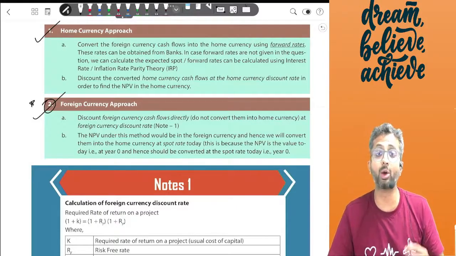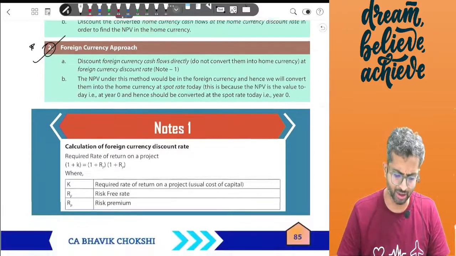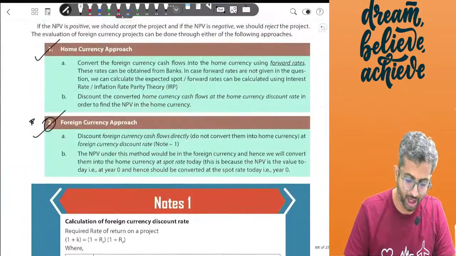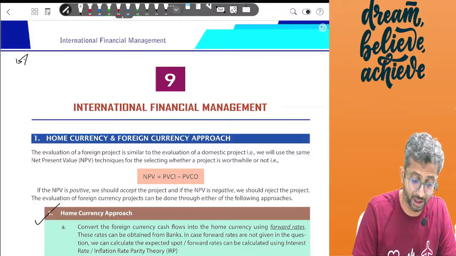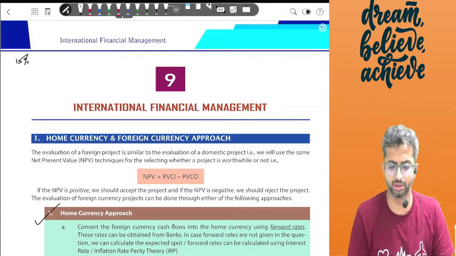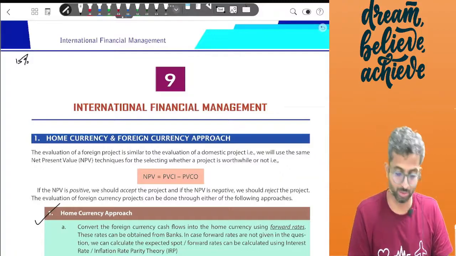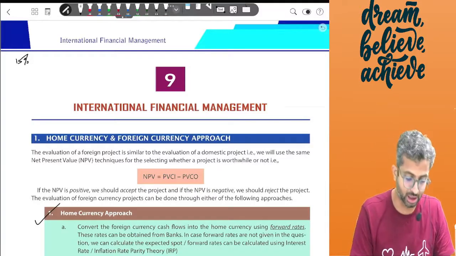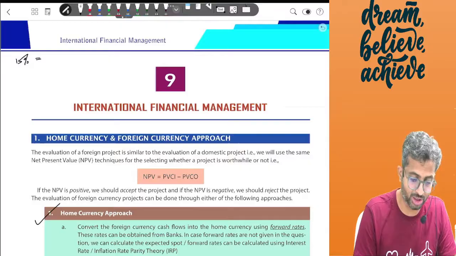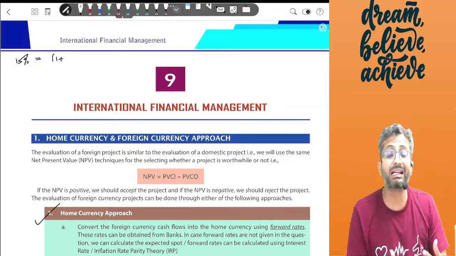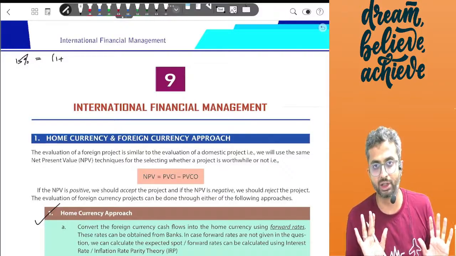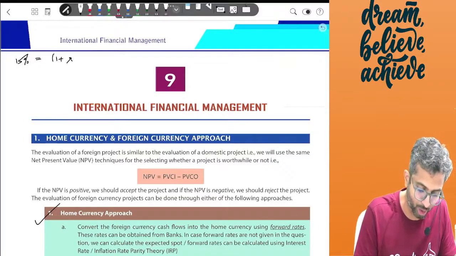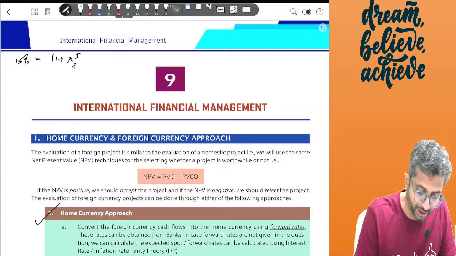Now the problem is, how will you find a foreign currency discount rate? For example, you have been given that your required rate of return, let us say in India, is 15%. This is your cost of capital, the required rate of return on Indian investment. Now, that is your KE. You will say, from an Indian investment perspective, I will at least want to recover on 1 rupee that I invest the risk-free rate. So that is 1 plus RF of India.